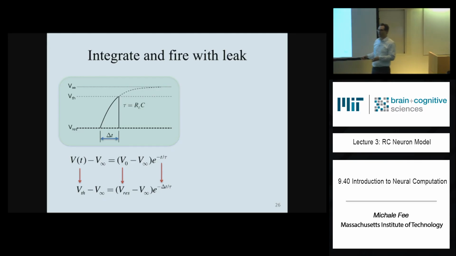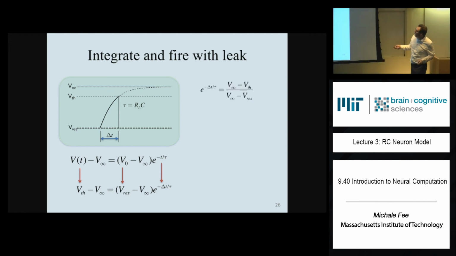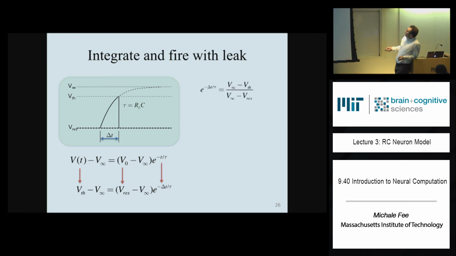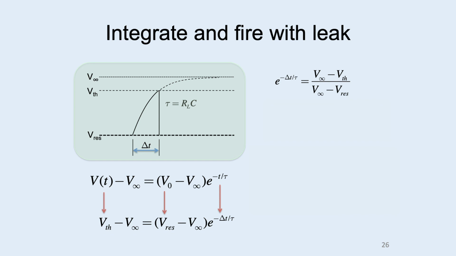Delta t. Good. Okay? So we divide through by V reset minus V infinity, take the natural log, and we solve for delta t. So delta t equals minus tau, natural log, V infinity minus V threshold over V infinity minus V reset. Okay. It's kind of messy, right? The shape of that doesn't really leap to my mind.